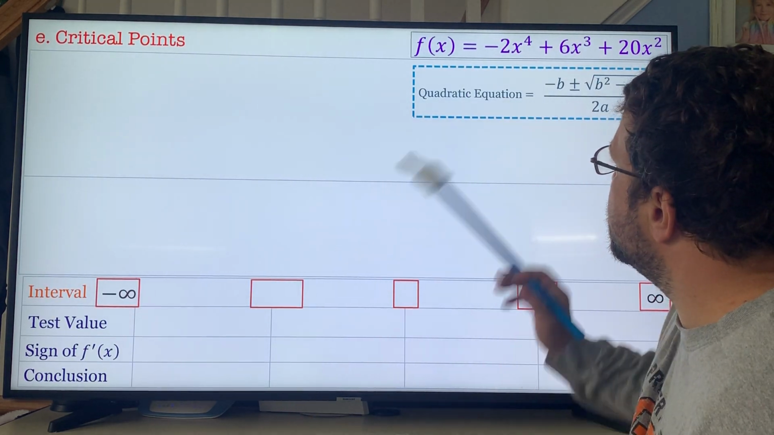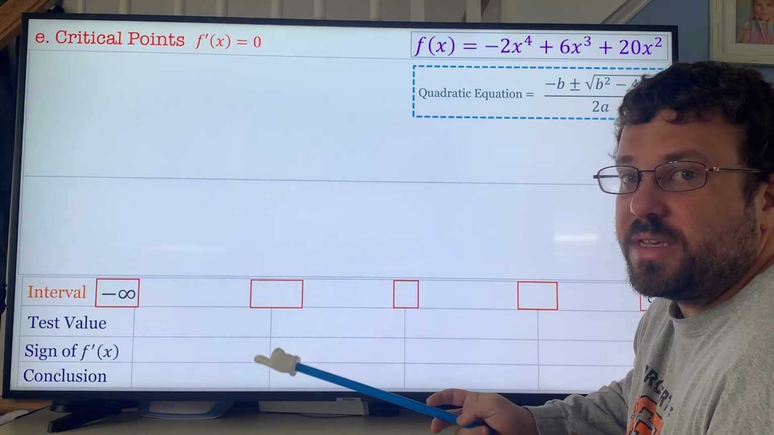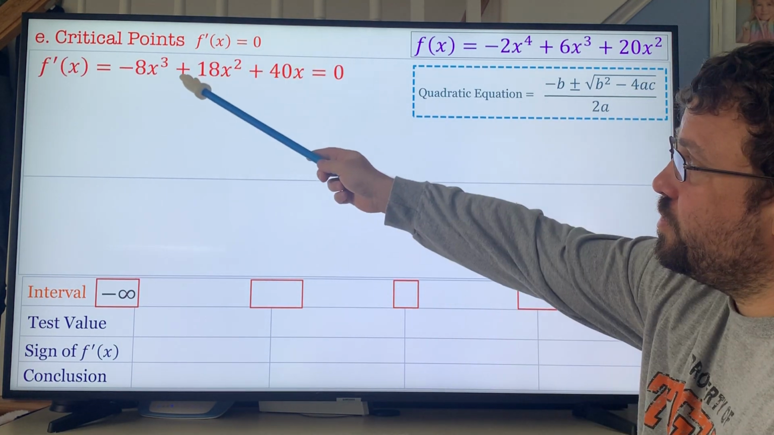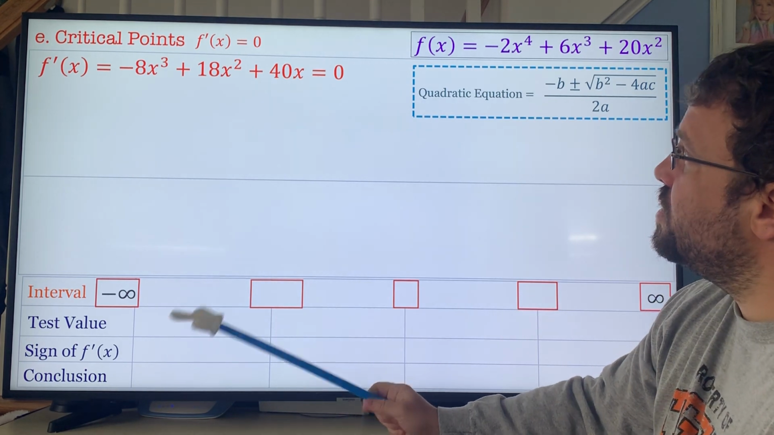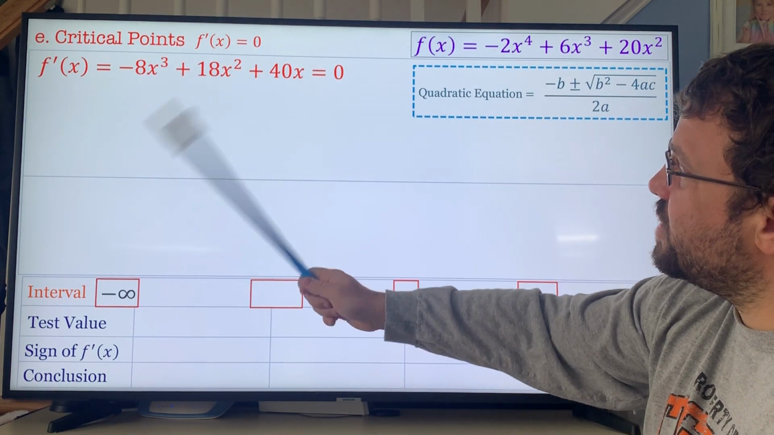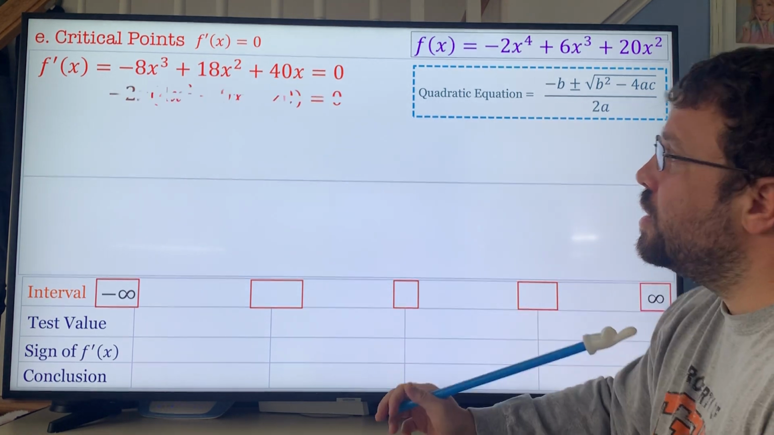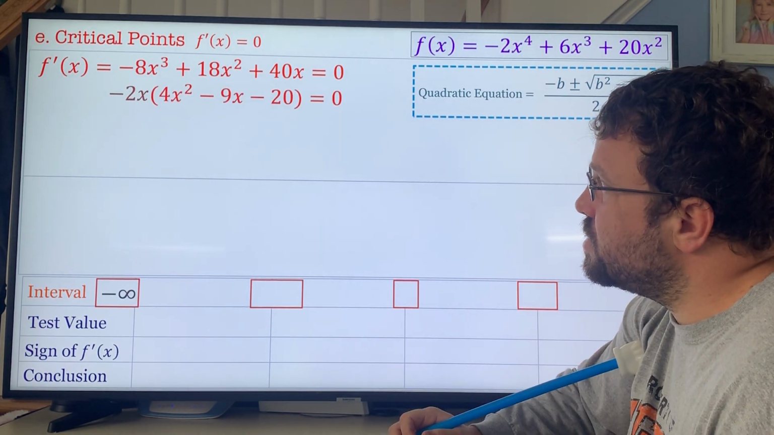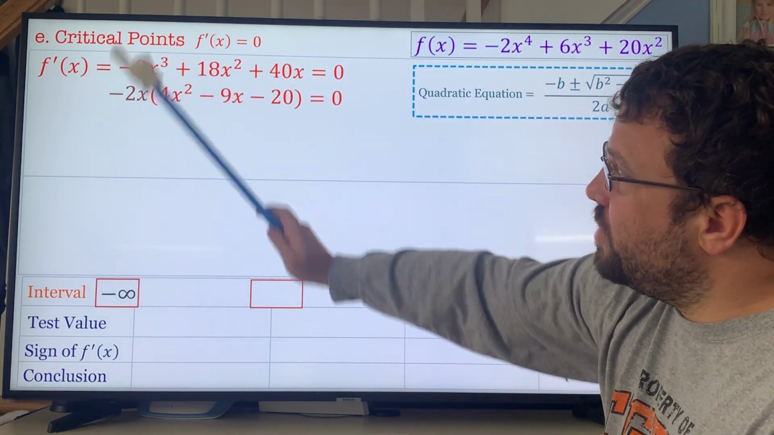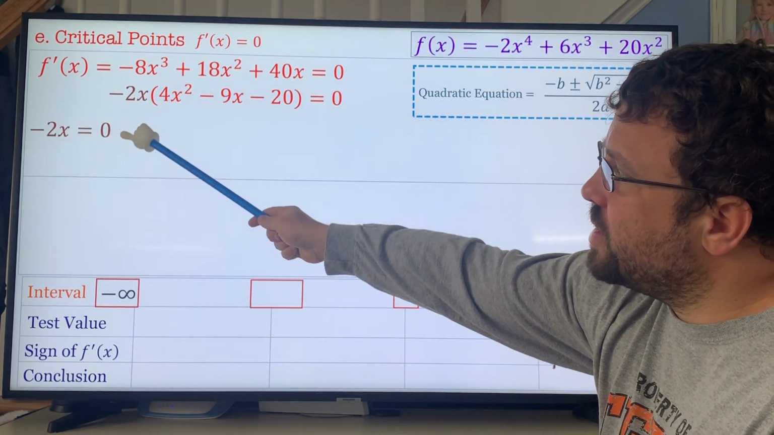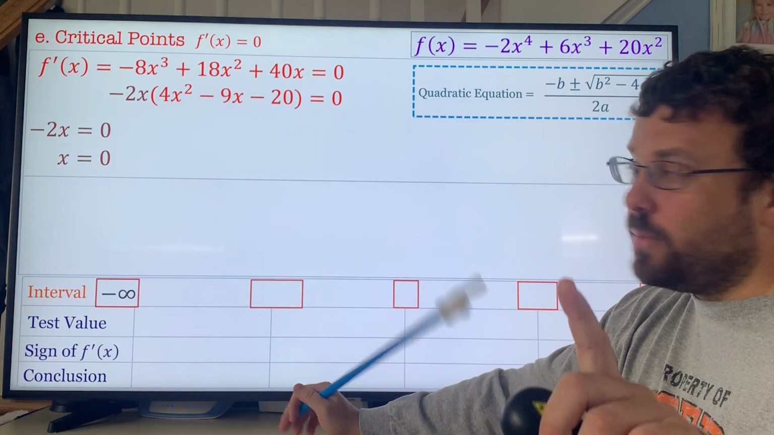All right, critical points. Oh, so derive. Only have to set it equal to 0 because it's not a fraction. -8x cubed plus 18x squared plus 40x equals 0. Now, obviously, you can't factor this. If you want, you could take out a -2x. Hopefully that helps you, because then you get rid of the x cubed. Now, -2x times (4x squared minus 9x minus 20) equals 0. X equals 0, that's one critical number.